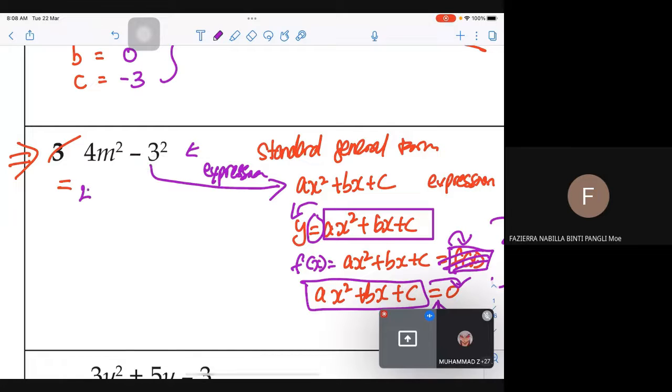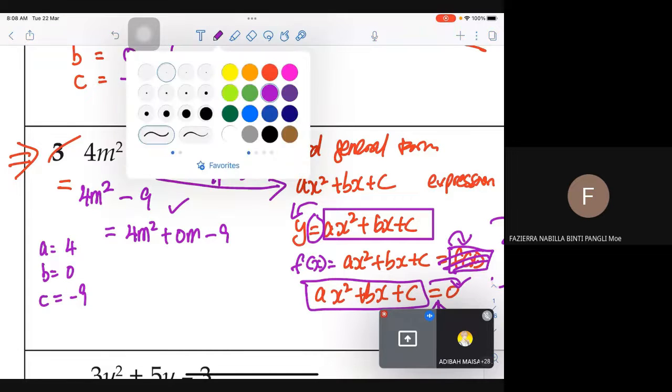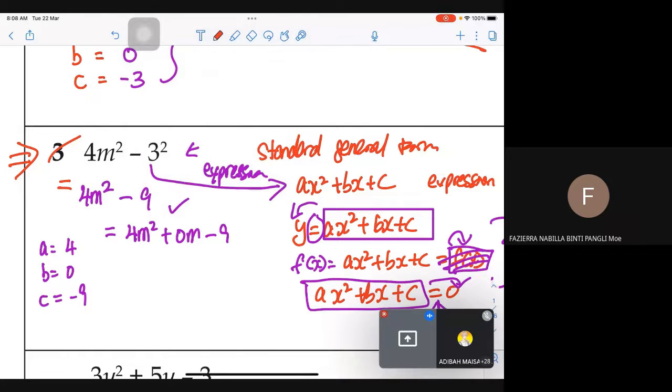So 4m squared minus 9. If you stop here, I accept. And then you say a is 4, b is 0, c is negative 9. Okay, this one I accept. Some of you answered this question wrongly by stating c equal to 3. You have to remember, this one is 3 squared. So 3 squared equals 9.